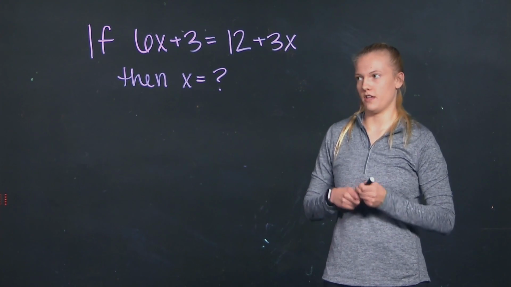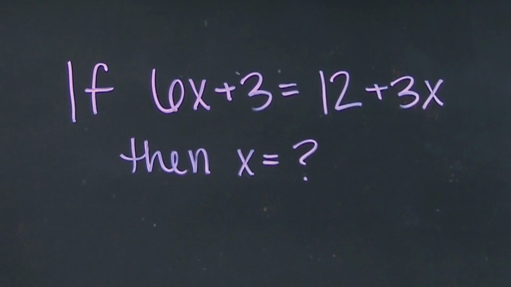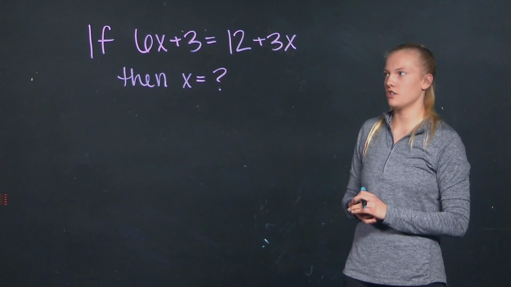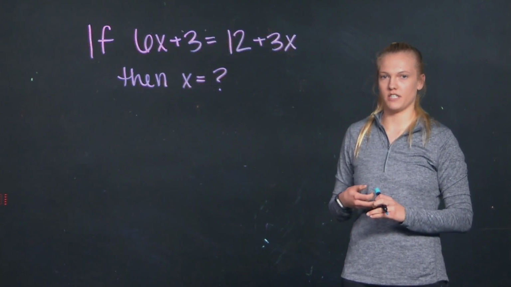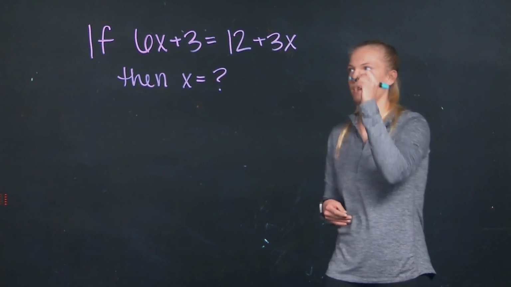Okay, so for the next example, we're going to do more of a basic algebra problem, and I'm going to work this problem out with you guys if you want to follow along. It says, if 6x plus 3 is equal to 12 plus 3x, then what does x equal? We're going to start by manipulating the expression to get all x's on one side of the equation and all numbers on the other side.